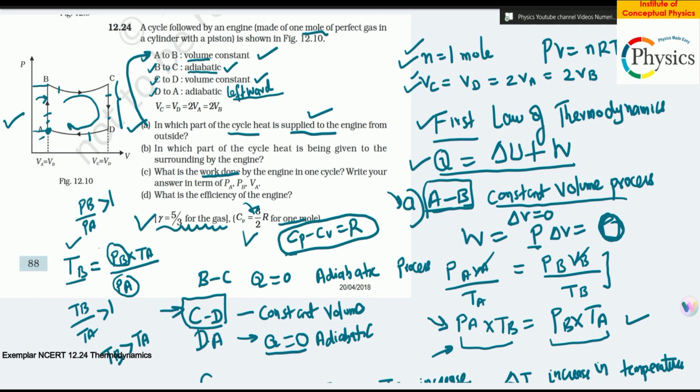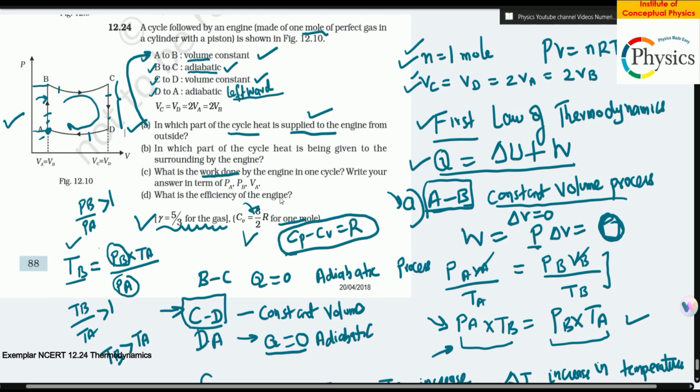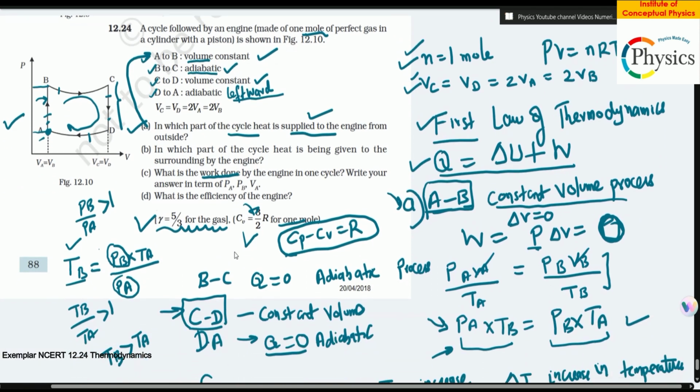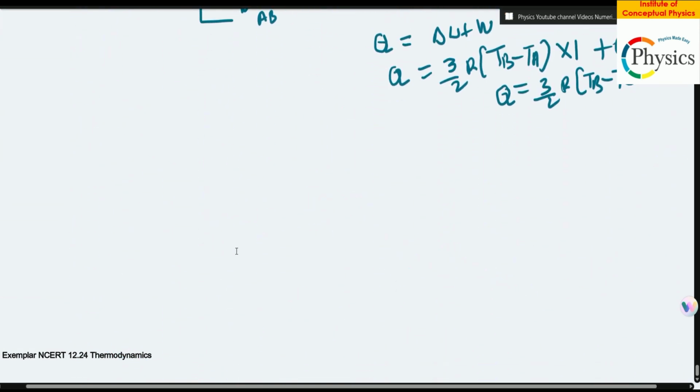And how did we do it? We just calculated, qualitatively, how the heat got added. Let's talk about the second part. In which part of the cycle is heat being given to the surroundings by the engine? All right. Now we've already established that B to C and D to A are adiabatic, so we will eliminate them. That leaves us with a choice of C to D, right?